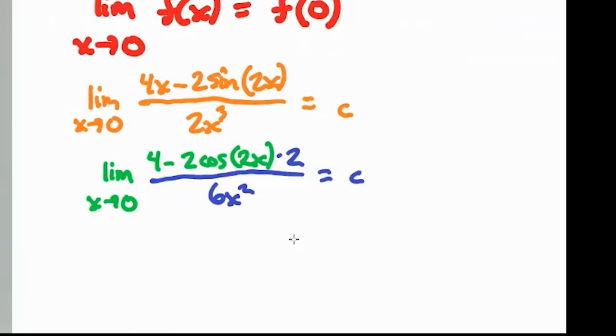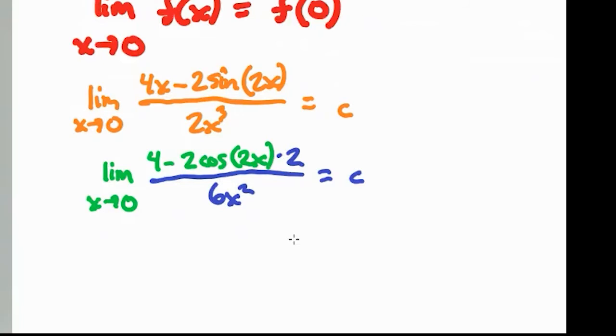Now from here, I'm going to try doing direct substitution again. So I'm going to plug in the 0 here. You're going to end up with 4 minus 2 times 1 times 2. So you get 0 on top, and then you get 0 on the bottom. So L'Hopital's rule actually applies again. So now we have to do L'Hopital's rule again.